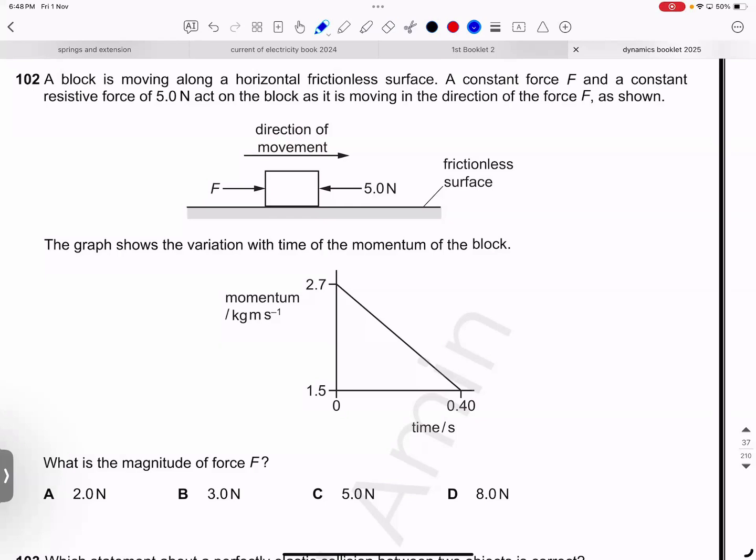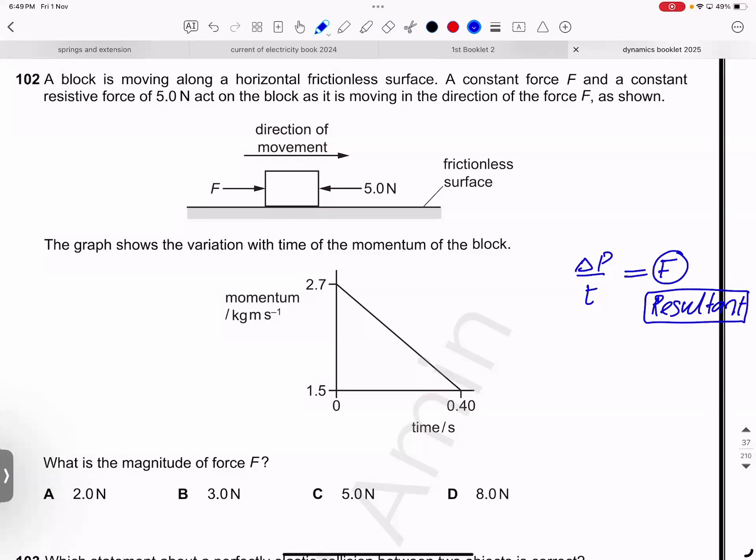Graph is this. Please keep in your mind, no matter what, every graph has 2 useful features. It could be a gradient, it could be area under the graph. If you look at this graph, the y-axis is change in momentum, x-axis is time. You know that rate of change in momentum is called force. Which force? Resultant force.